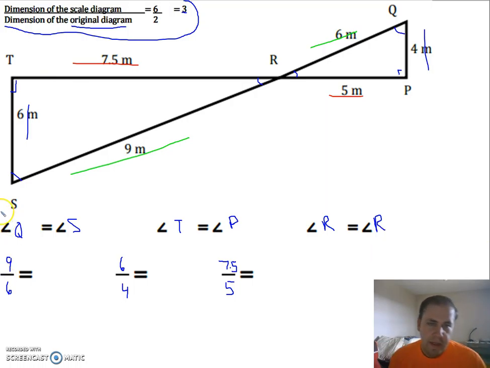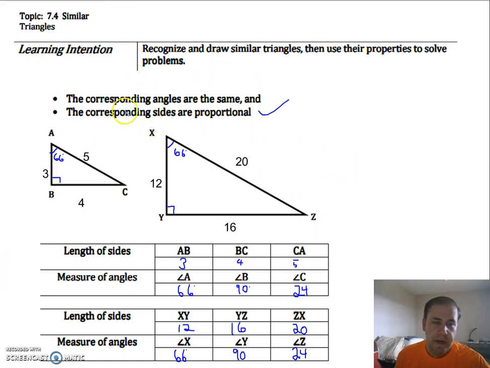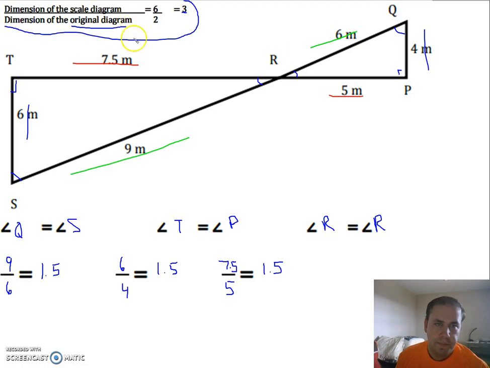Now, is this actually a similar triangle? Let's figure out if the scale factor works out. 9 divided by 6 is 1.5. 6 divided by 4 is 1.5. 7.5 divided by 5 is 1.5. If the answer is 1.5 every time, we do have a similar triangle. Therefore, I can conclude that all these angles are the same. If the scale factor is the same and they're proportional, you can then say these angles are the same. Just to reiterate, if the corresponding sides are proportional, the angles are the same.